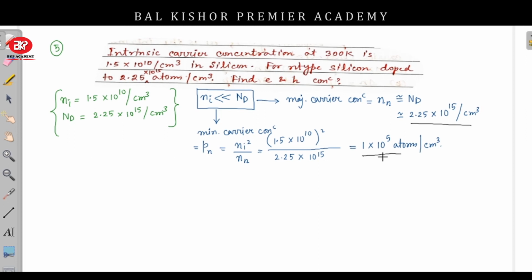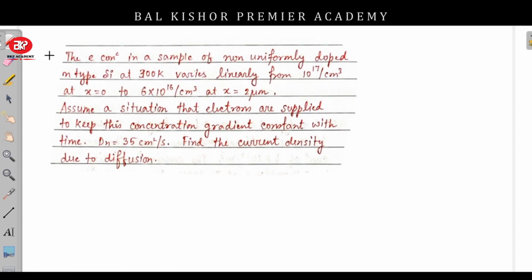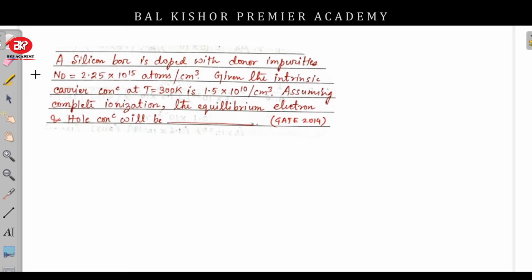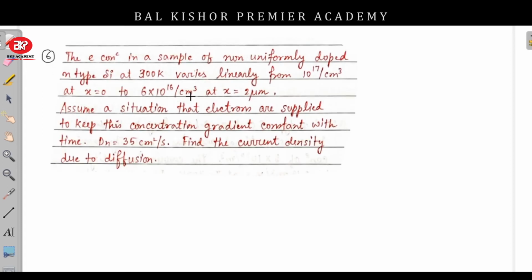Now let us see the sixth numerical. So in the sixth numerical, it is written that the electron concentration in a sample of a non-uniformly doped n-type semiconductor at 300K varies linearly from 10 to the power 17 at x equals to 0 to 6 into 10 to the power 16 at x equals to 2 micrometer.